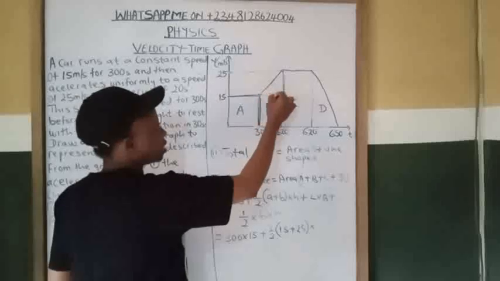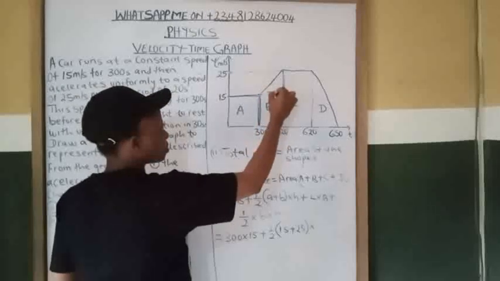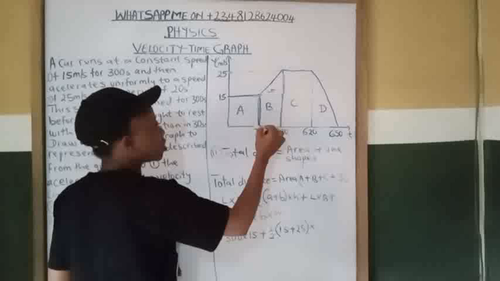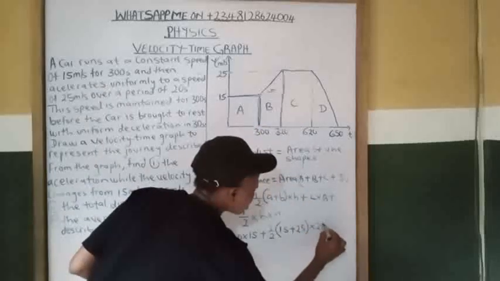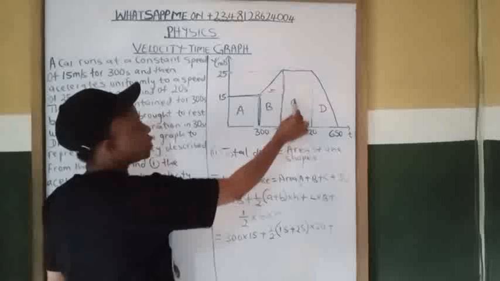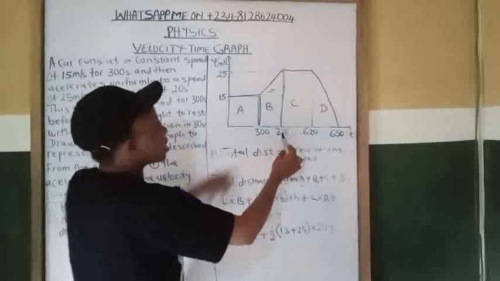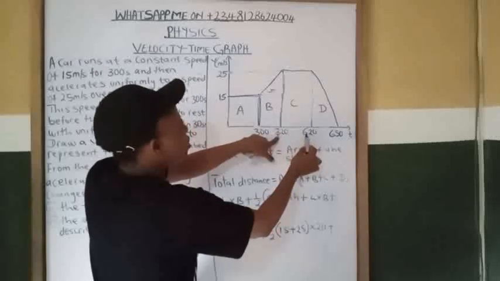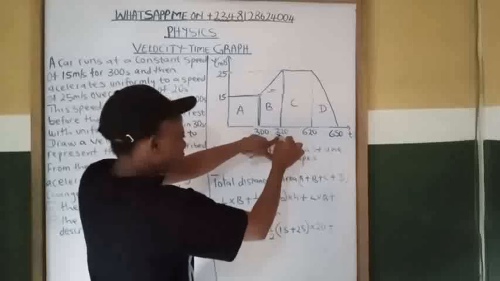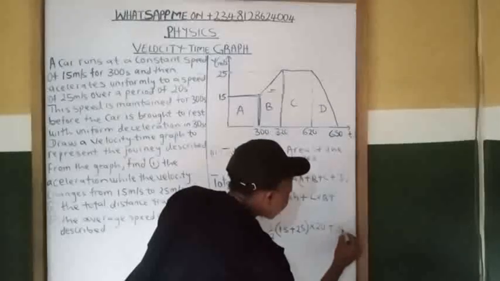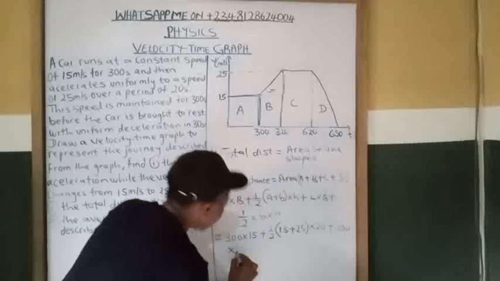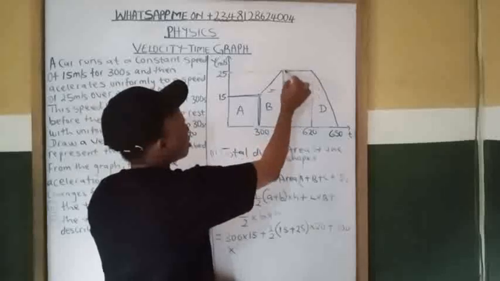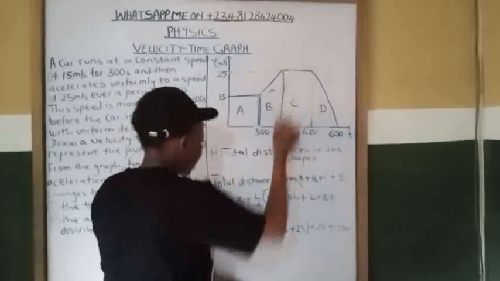The height is from here down to this place. This is the height. So the height is from 300 to 320. So 320 minus 300 will give us 20. Then plus the length of the rectangle. The length of this rectangle is from 320 to 620, so 620 minus 320 will give us 300. That is 300 times the breadth of this rectangle, which is 25. This side is 25.